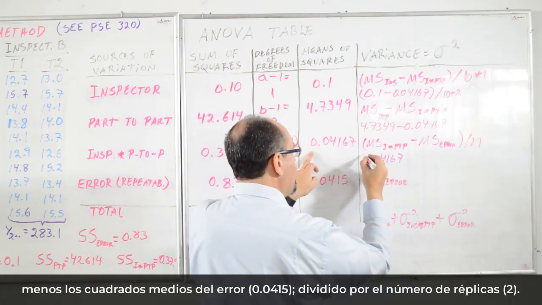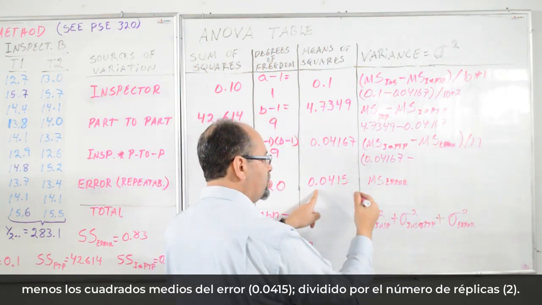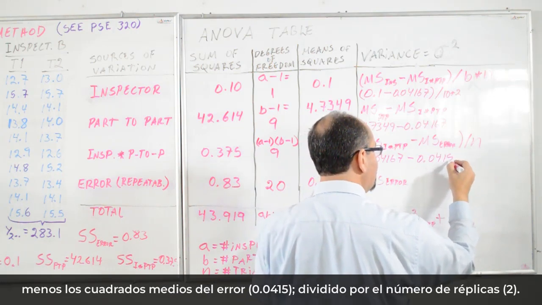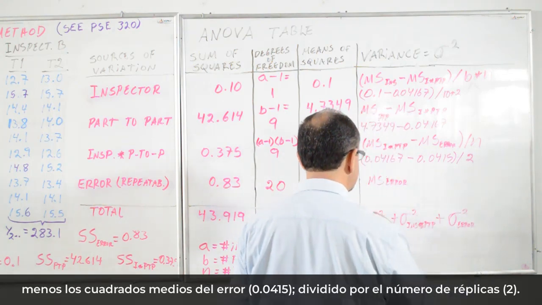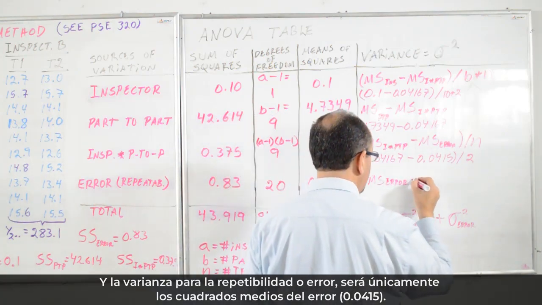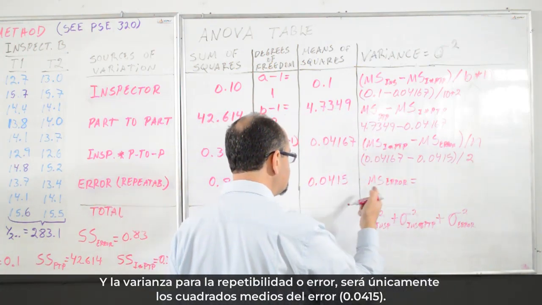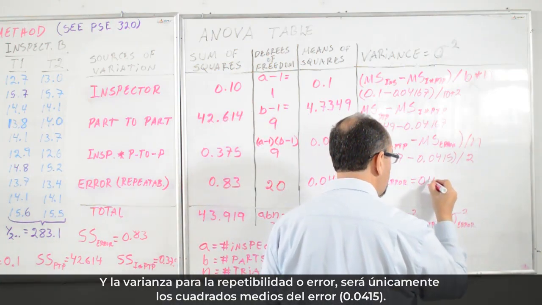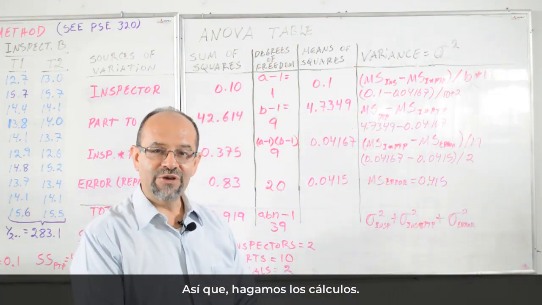And the variance for the interaction will be the mean of squares of the interaction, which is 0.04167, minus the mean of squares of the error, which is 0.0415, divided by the number of trials, which is 2 trials. And the variance for the repeatability, or for the error, is basically the mean of squares of the error, which is 0.0415. Well, let's do the calculation.